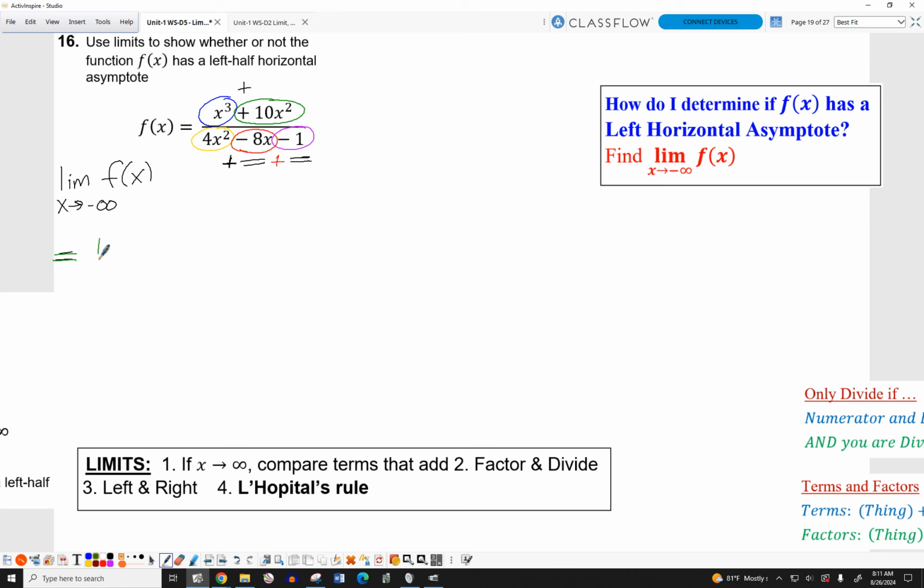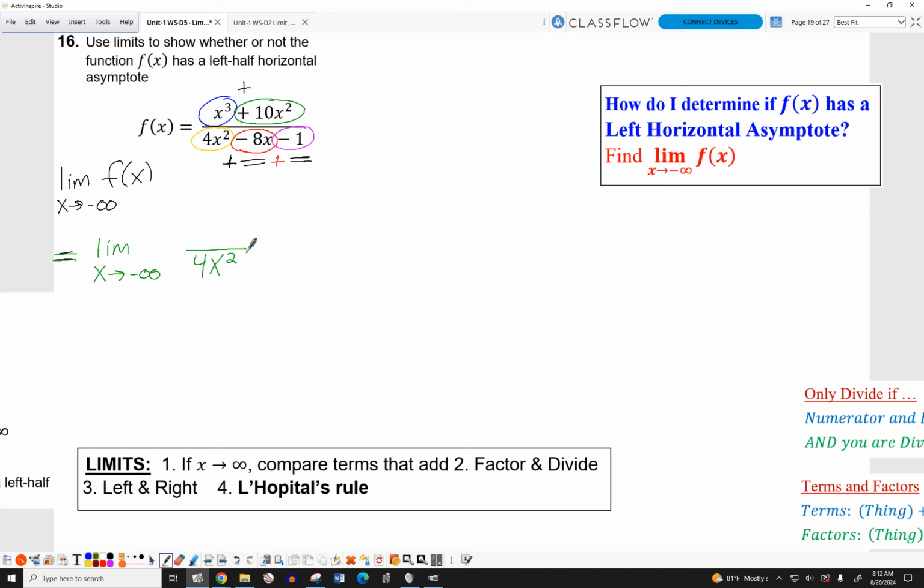This is equal to a different limit problem. Limit as x approaches negative infinity. And on the bottom, we just have 4x squared. It is the only term that really is going to make any difference as x approaches negative infinity as far as the denominator. Questions?